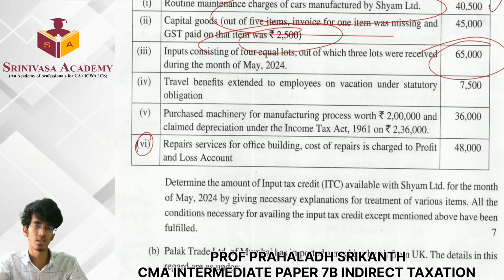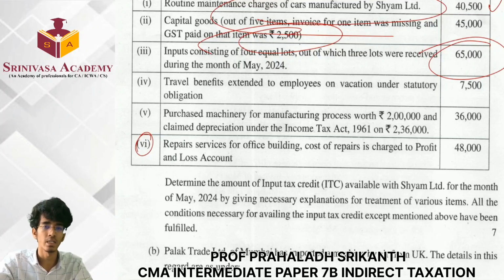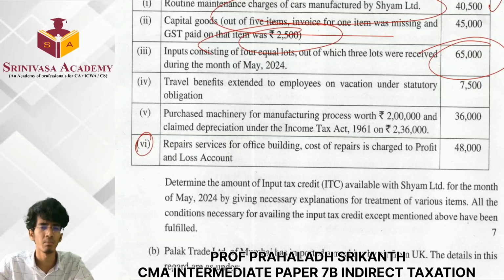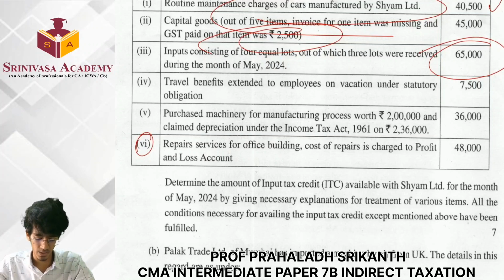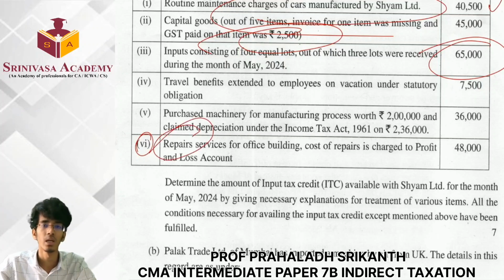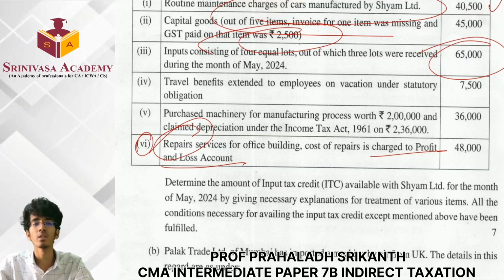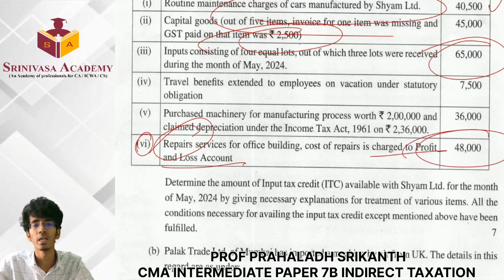Works contract services which are capitalized will not be eligible for ITC. For example, erection, fitment, improvement, repair, building, anything as such, these are called works contract services. If charged to the balance sheet, ITC cannot be claimed. Whereas repair services, cost of repairs, are charged to P&L, which means it is not capitalized. If it is not capitalized, it is eligible for ITC.